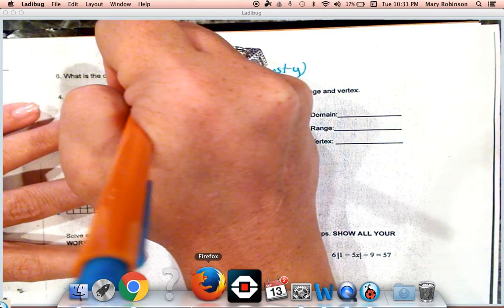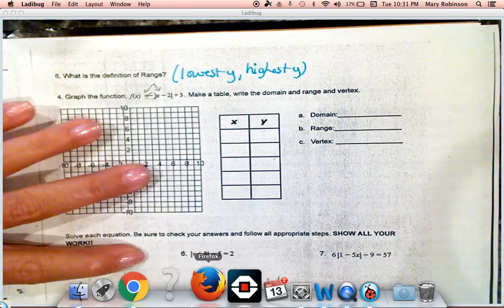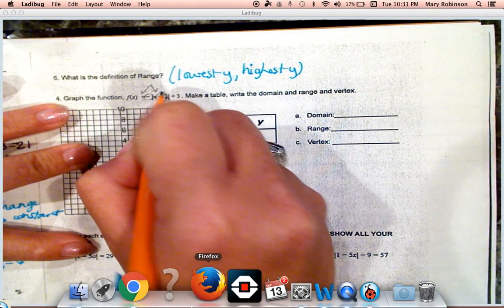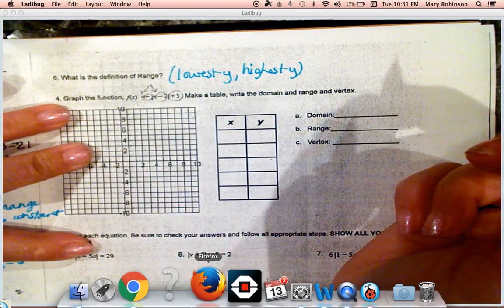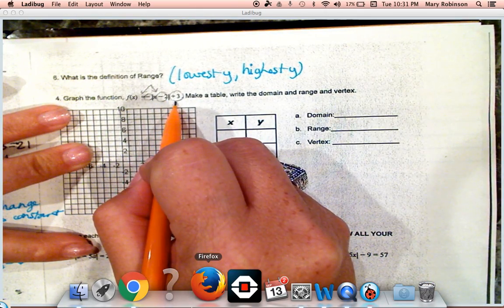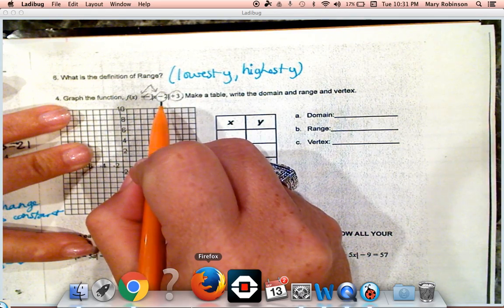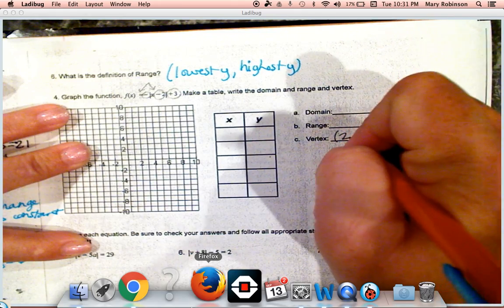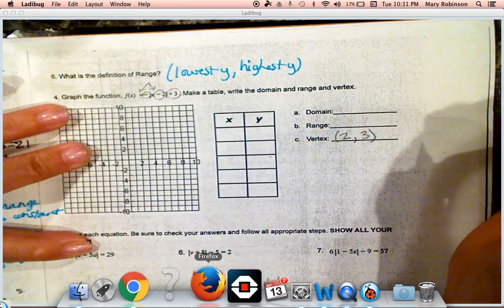So let's indicate that it's going to open down. Secondly, you should notice that inside we have -2 and on the outside we have +3. That means our vertex we're going to find by switching the inside and keeping the sign of the outside. So our vertex will be +2, +3. So in this blank here for vertex, I'm going to put 2, 3.